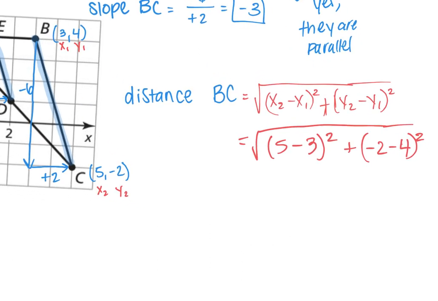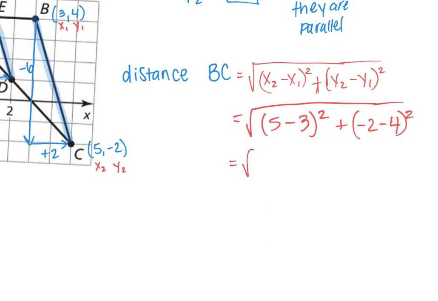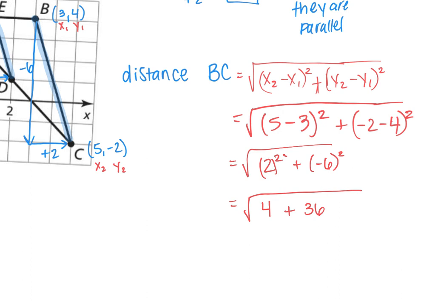Okay. What's 5 minus 3? 2. What's negative 2 minus 4? -6. Negative 6 squared. Did I not say we were going to get 2 squared and 6 squared? So now we've got the square root. What's 2 squared? 4. And 6 squared? 36. 4 and 36 give us the square root of 40.